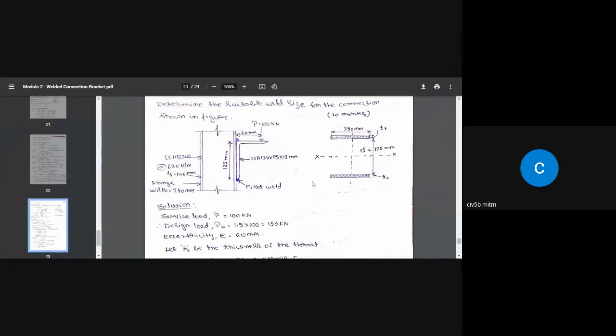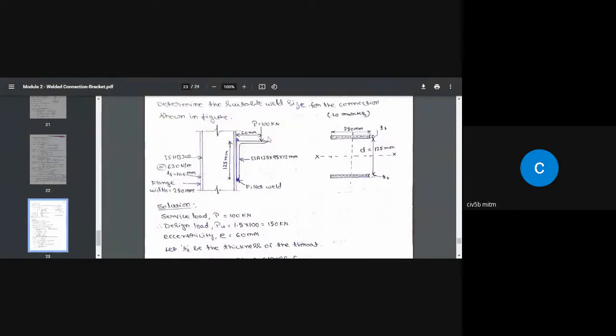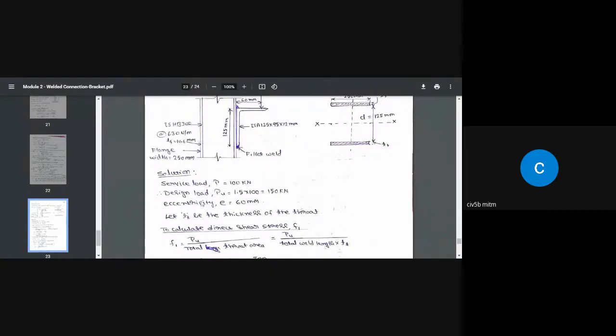Okay, so again, this is type 2 connection. P is given, this is the eccentricity 60 millimeter. So P is 100 kilonewton. Design load is PU equal to 1.5, that is the load factor, multiplied by 100. That is equal to 150 kilonewton.